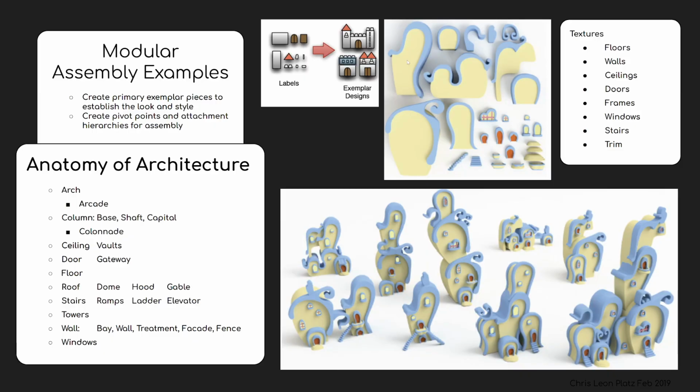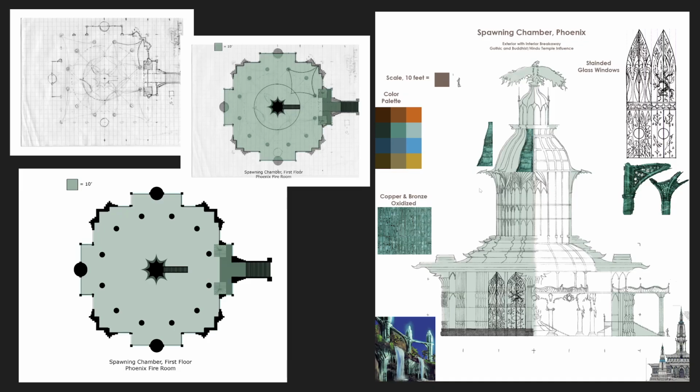So you can see this one's 1, 2, 3, 4, 5, 6, 7, 8, 9, 10, 11, 12, 13, 14, 15, 16, 17, 18, 19, 20. So less than 30 pieces, right, to make a whole village. That's pretty cool, I thought.